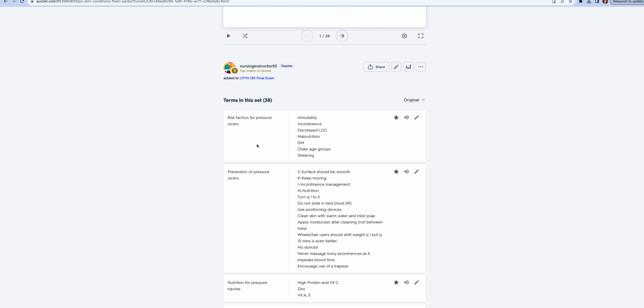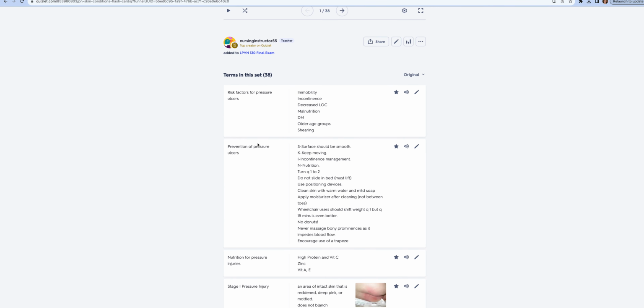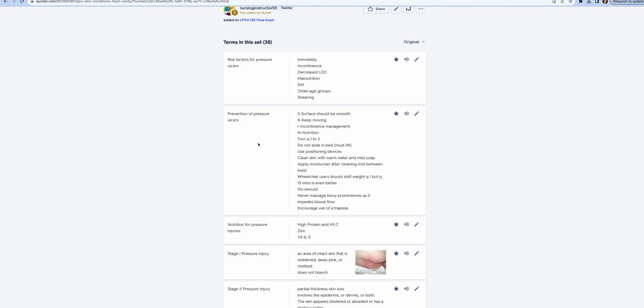So, the risk factors, I think you know: people that are immobile, decreased LOC, anybody malnourished, so like with a low prealbumin level, anybody with incontinence, shearing injuries. Shearing injuries happen when you don't lift a patient to move them up in the bed. Like you just pull their body up. Don't do that.